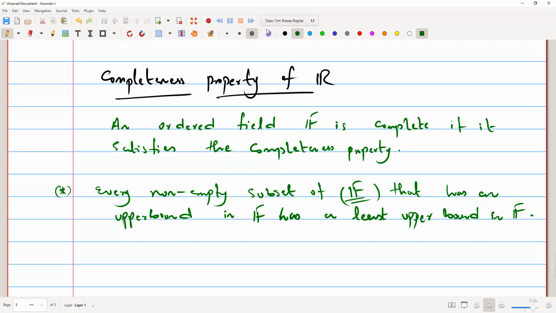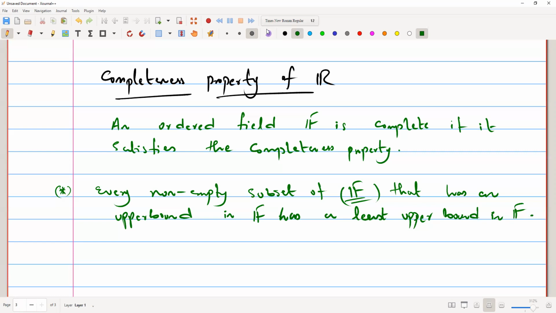And a caution: recall that the word "has" here does not mean contains. The supremum of A need not be a member of the set, but it should be a member of the universe from which that set has been taken.